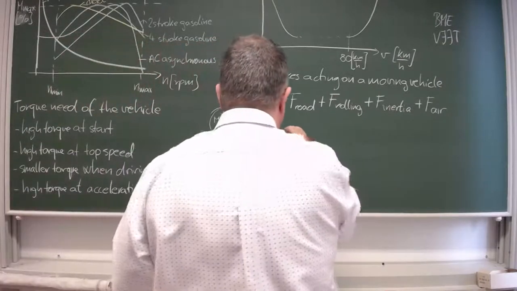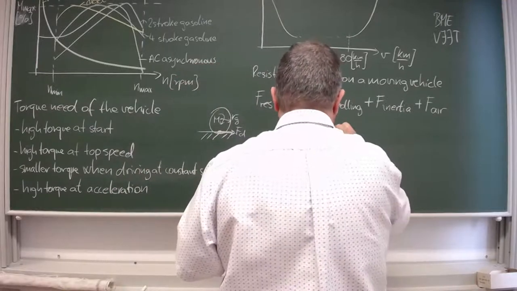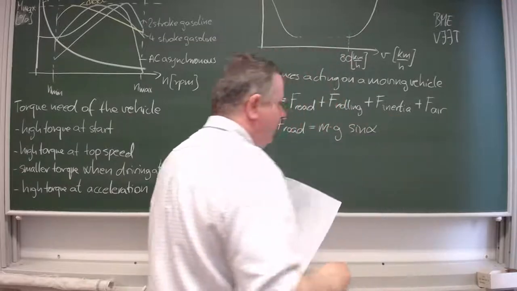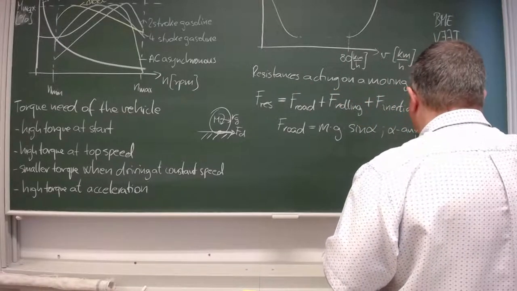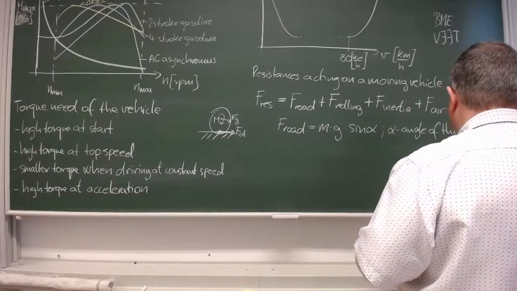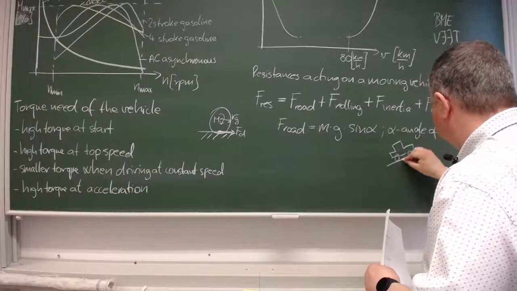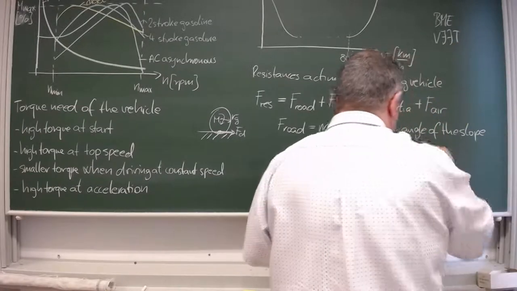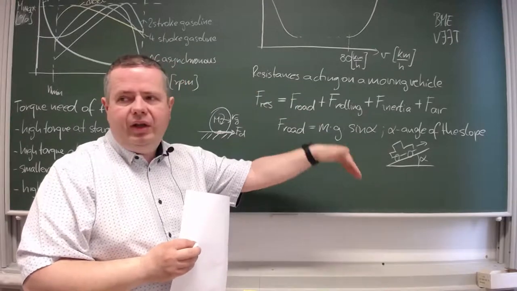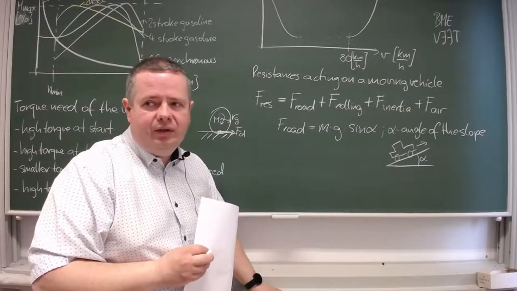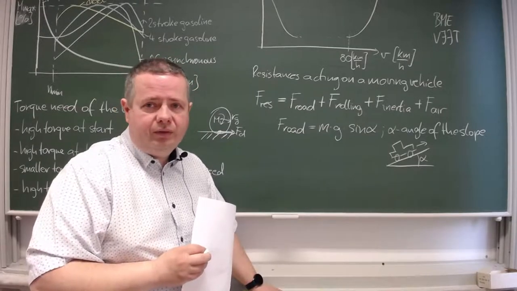Okay, now, for the types, F road is nothing else than the slope of the road: M times G times sin alpha, where alpha is the angle of the slope. So if your car is going uphill and you get a slope alpha, then this force is against your moving forward. If you are going downhill, this force helps you and decreases the resistance on the vehicle. So this force can be positive or negative, depending on the orientation of the slope. Okay.